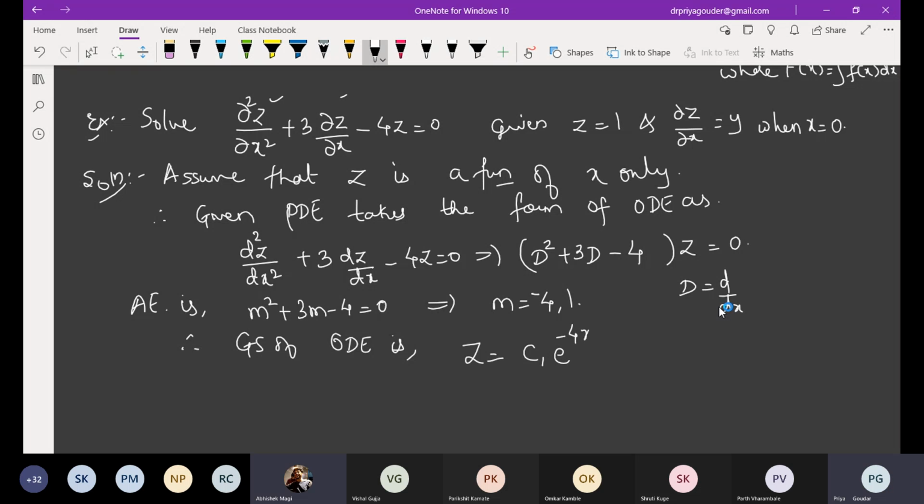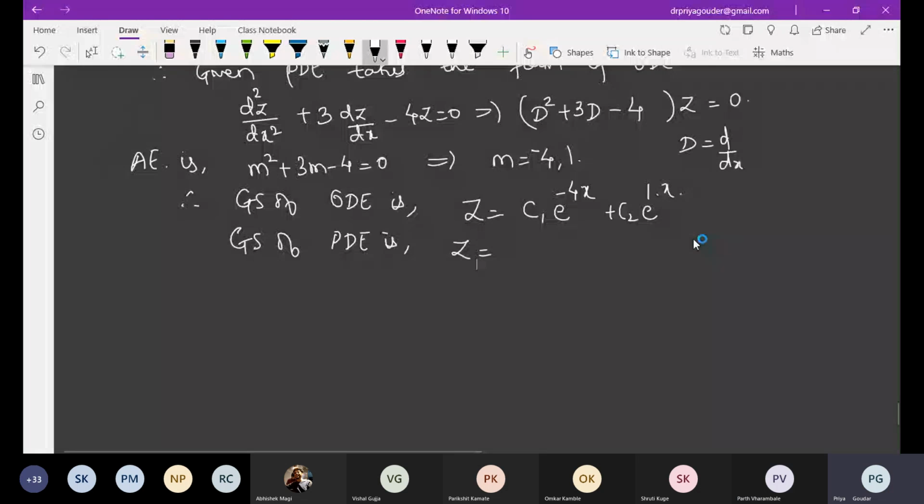C2 e raised to x. Correct? Now write the general solution of the PDE. Tell me, what is that? z equal to f of y e raised to minus 4x plus g of y e raised to x.